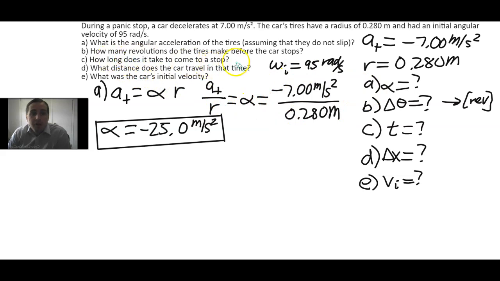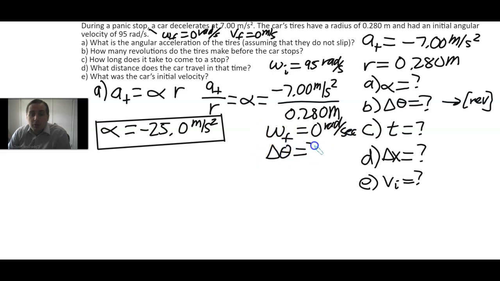Part B, how many revolutions do the tires make when the car comes to a stop? Well, we know the initial angular velocity was 95 radians per second. What should be the final angular velocity? We're told that the car comes to a stop, so the final angular velocity should be 0 radians per second, and even the final linear velocity is 0 meters per second if you want that. Then delta theta is the variable we're looking for.